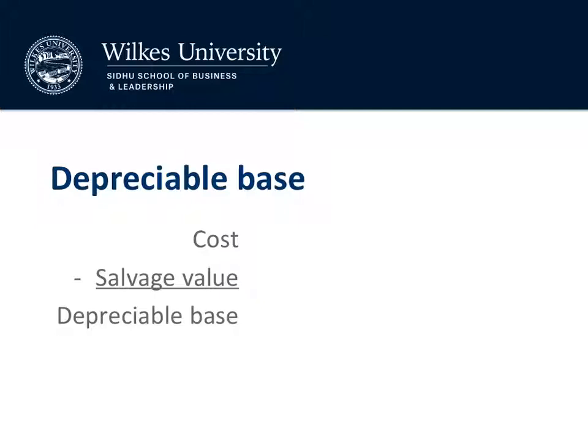If we buy it for $110,000 and we're going to end up with $10,000, we're going to use $100,000 worth of that value. So that's the amount we're going to depreciate, and we call it the depreciable base. The formula is simply the cost less the salvage value, and that gets you to your depreciable base. For our example, we buy the bus at $110,000, have a $10,000 salvage value, that leaves us with a $100,000 depreciable base.